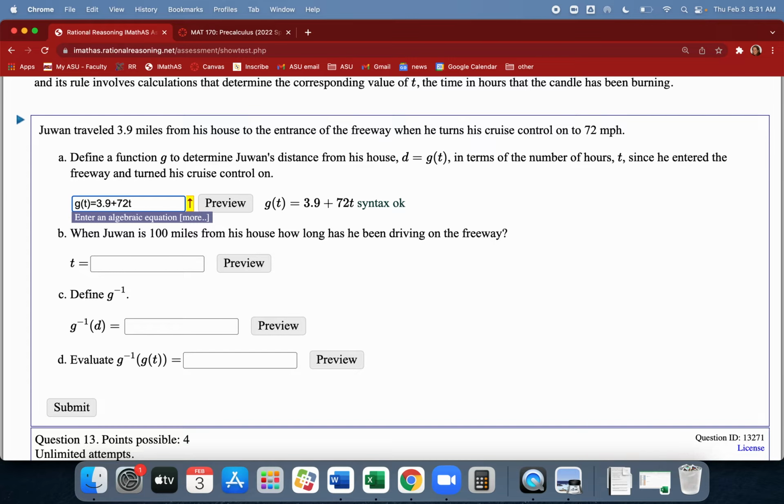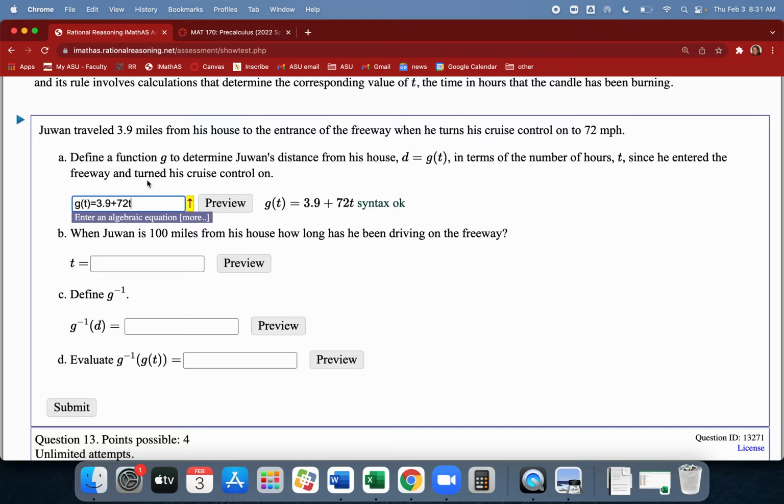So g of t takes the number of hours on the highway and tells you how far he is from home, even though not all of this was on the highway. The other part of it was a number of miles that we just get to tack on, 3.9 extra miles beyond what he drove on the highway. So if he's 100 miles from home, and we want to figure out how long he's been driving on the freeway, what is it that we could do with this formula?